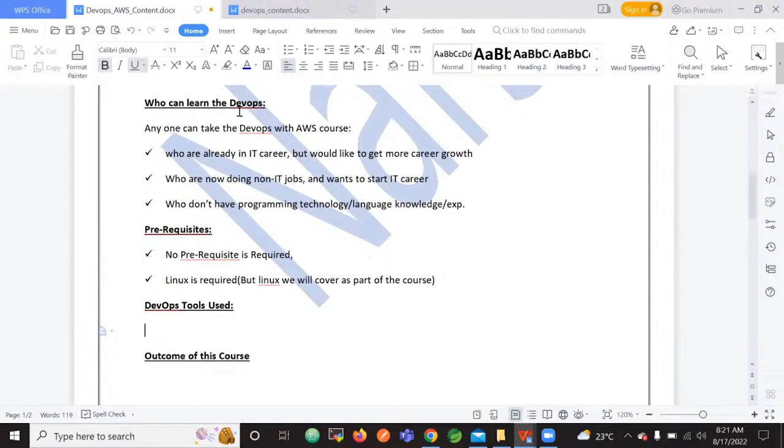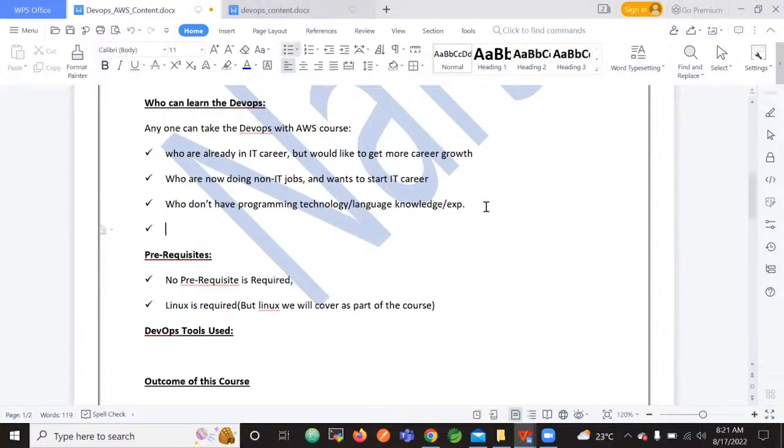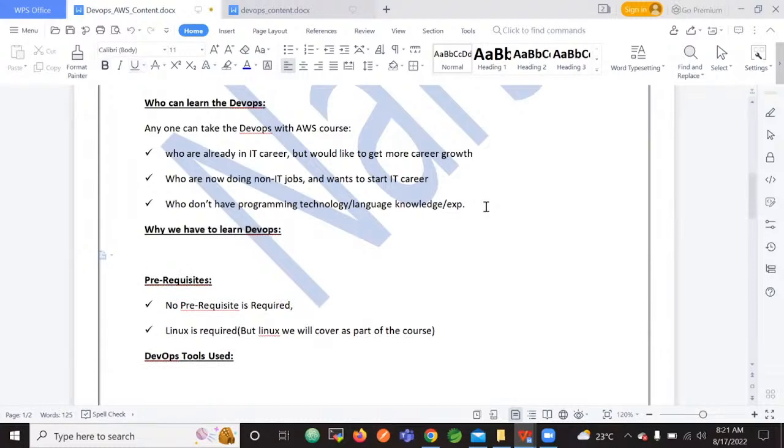Who can learn DevOps is done, right? And basically, why do we have to learn DevOps? If you understand this, then let us go to the tools part. Why do we have to learn DevOps? DevOps is automating.